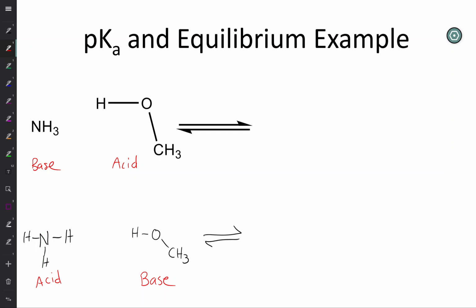All right, so when something acts as a base, what is it going to do? It's going to take a hydrogen away from the acid. How does it take a hydrogen? What part of the NH3 molecule would go out and take the hydrogen? All right, the nitrogen, what specifically on the nitrogen? The lone pair. So we're going to take the lone pair and share the lone pair.